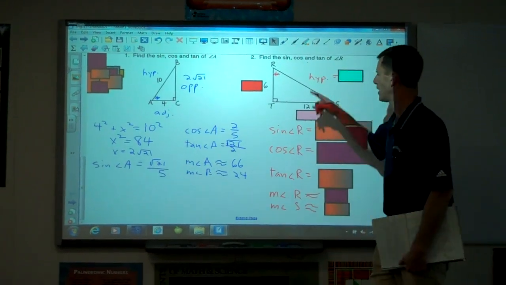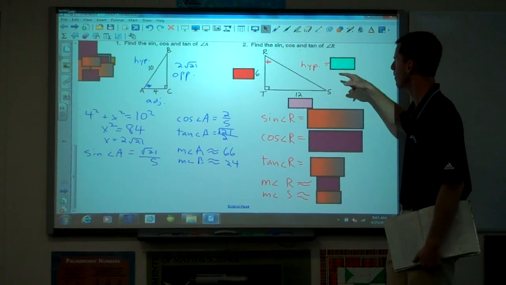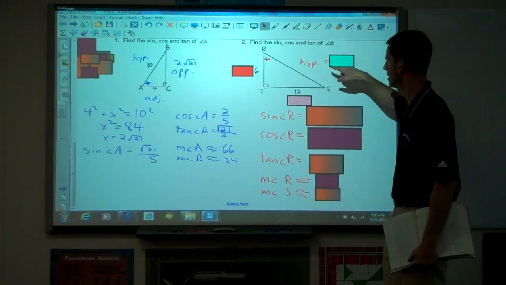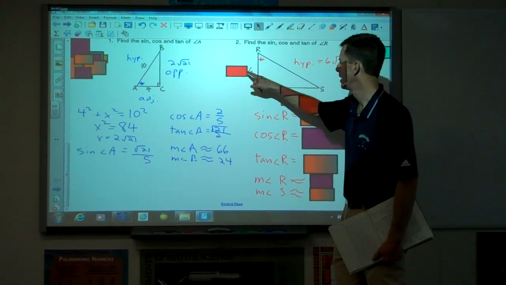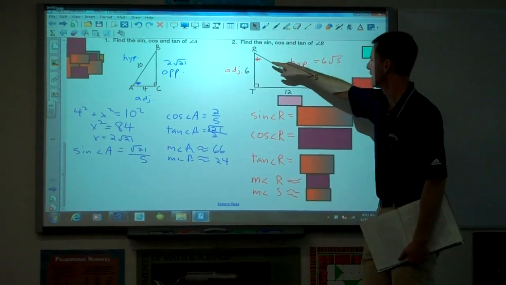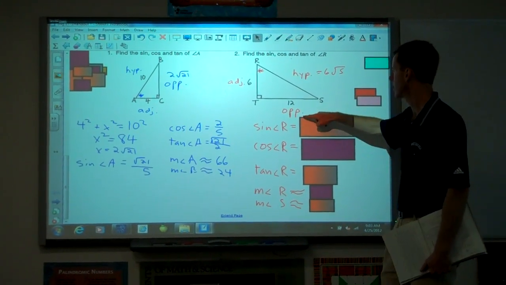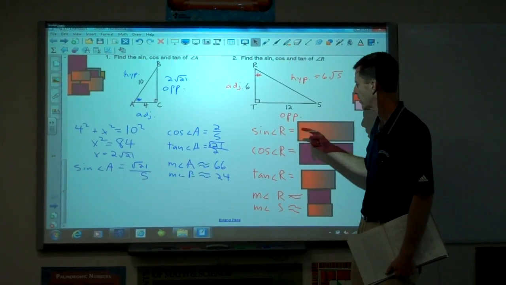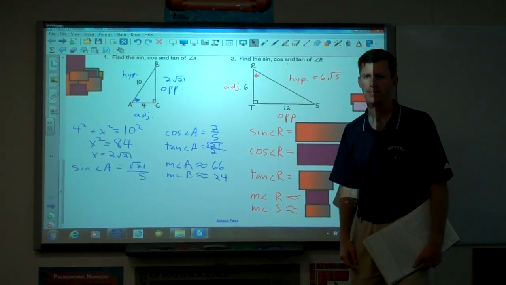So if I need to find the sine, cosine, tangent of angle R here, well, okay, let's figure out what the hypotenuse is. It's 6 root 5. That's my adjacent side if I'm talking about angle R. This is my opposite side if I'm talking about angle R. Go ahead and try and figure out what the sine, cosine, and tangent are of angle R.